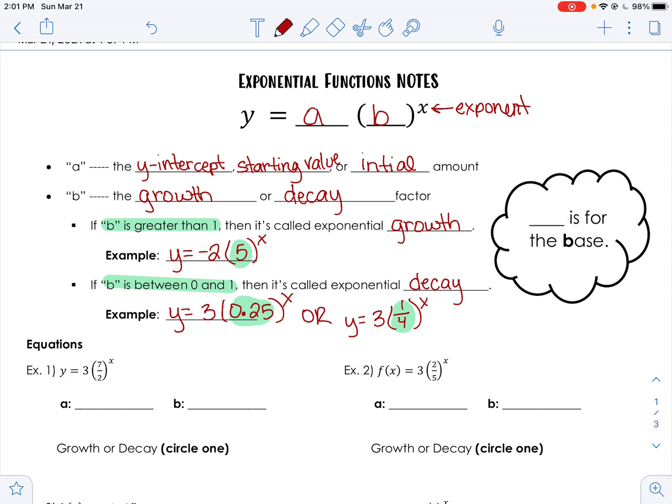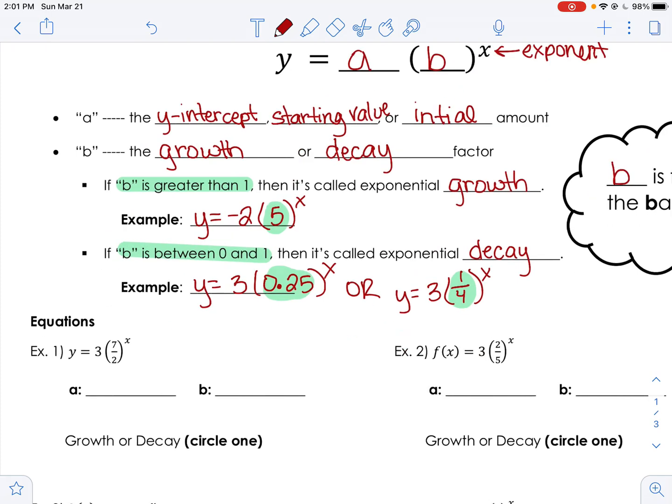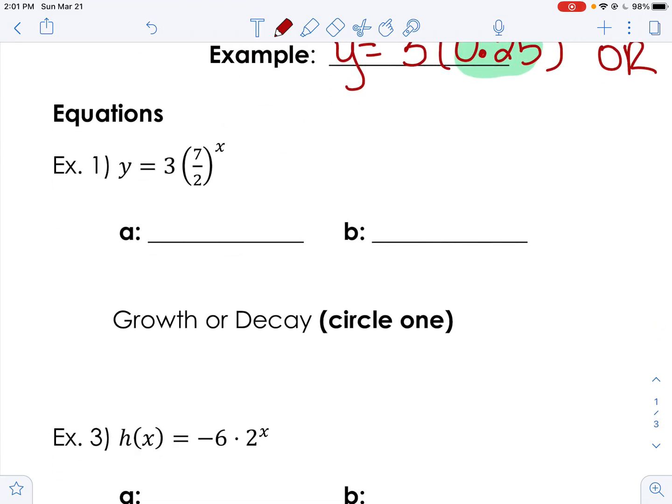Okay, and then another important thing is that b is the base. Okay, that's our base, and it always has the exponent of x. So looking at our first examples, we want to identify a, b, and we want to determine if it's growth or decay. Well, remember, it's y equals a times b to the x power. So a is going to be the number 3. b is going to be 7/2.